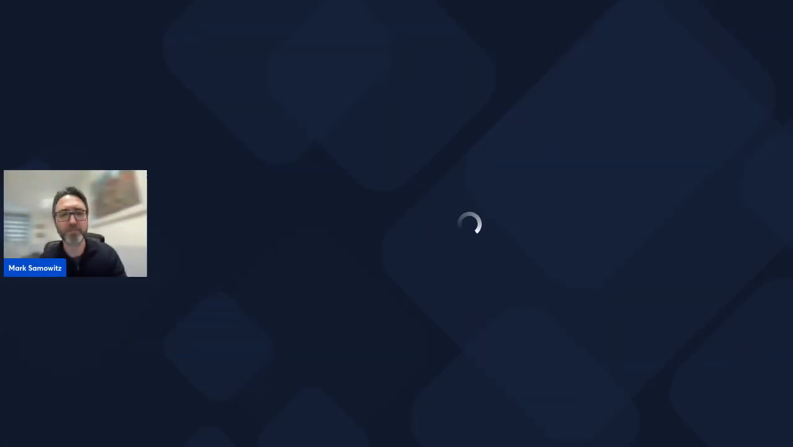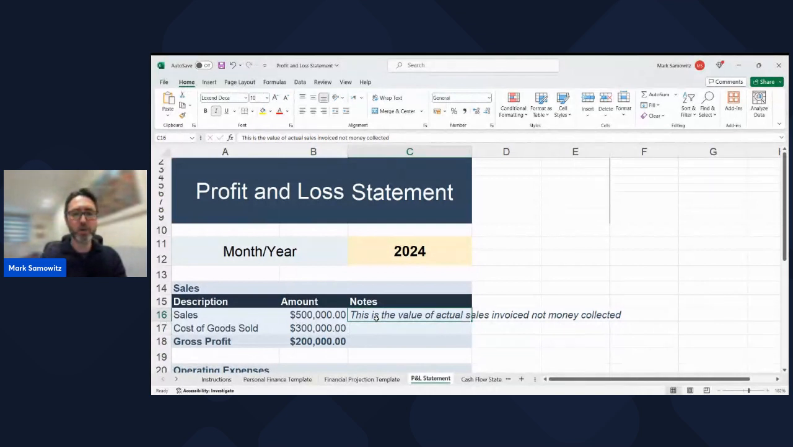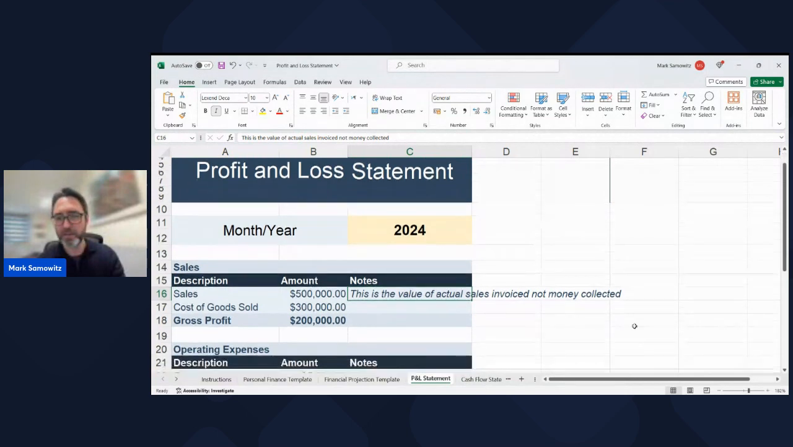So let's show a real life P&L now and make sense of that, because now that we've seen the gamified version, we'll understand a little bit more when we're looking at a real life P&L how that comes to be. So let's pop open a P&L. So there we go. Profit and loss statement, P&L for the year 2024. Okay, so we have here, and I'm going to zoom out a little bit so we can look at the whole P&L.